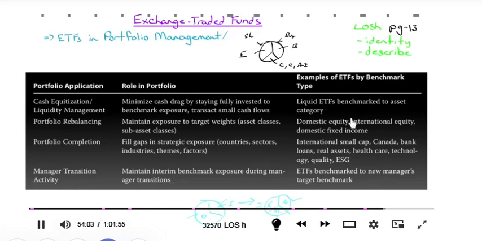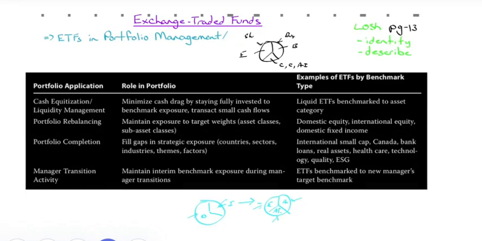Manager transition activity. And this one here is really important. Let's say that you have a manager managing, let's say, a $100 million portfolio of small cap or mid cap stocks, and they're not performing very well, and you want to switch to another manager. Well, that manager has to hand over the cash to the next portfolio manager. Well, rather than go all to cash, hand over the cash, and then deploy the cash, what the small cap manager can do is say, well, what I'm going to do is I'm going to move all of that into an ETF. That gets you exposure, and let's say this is the second manager here.